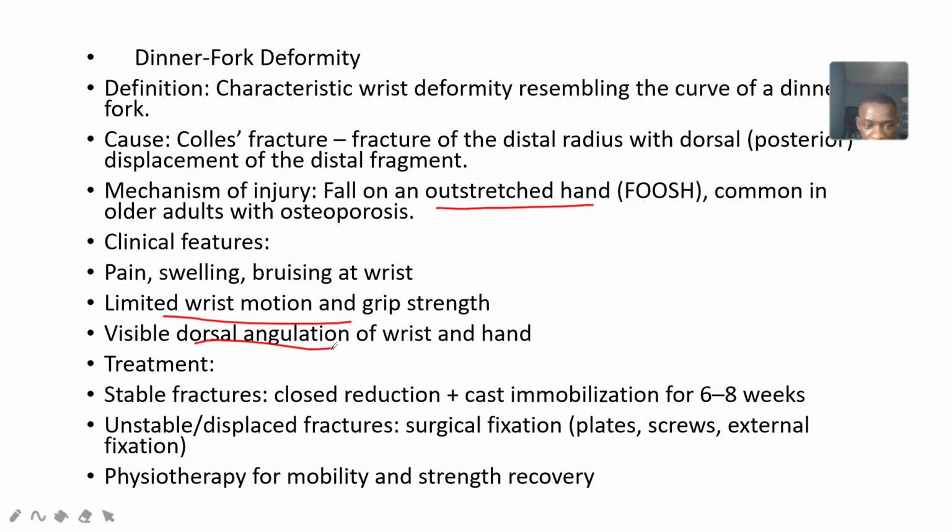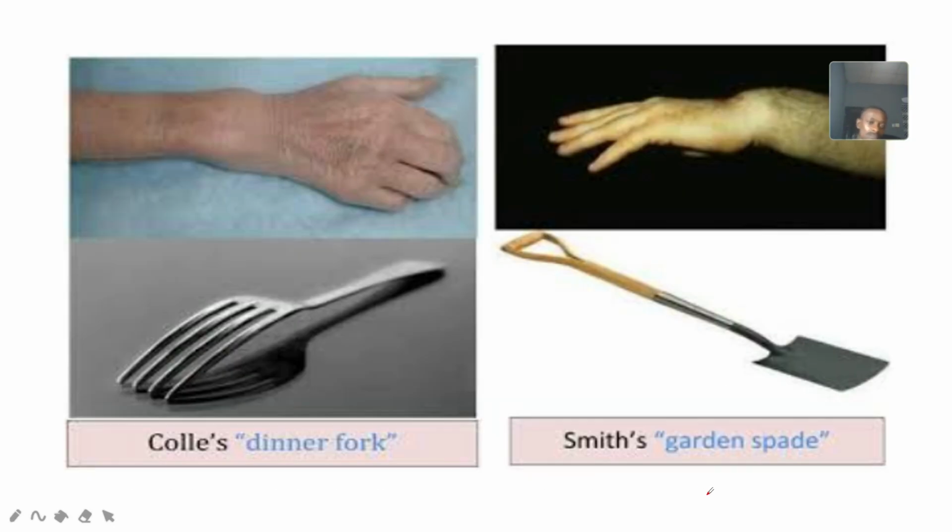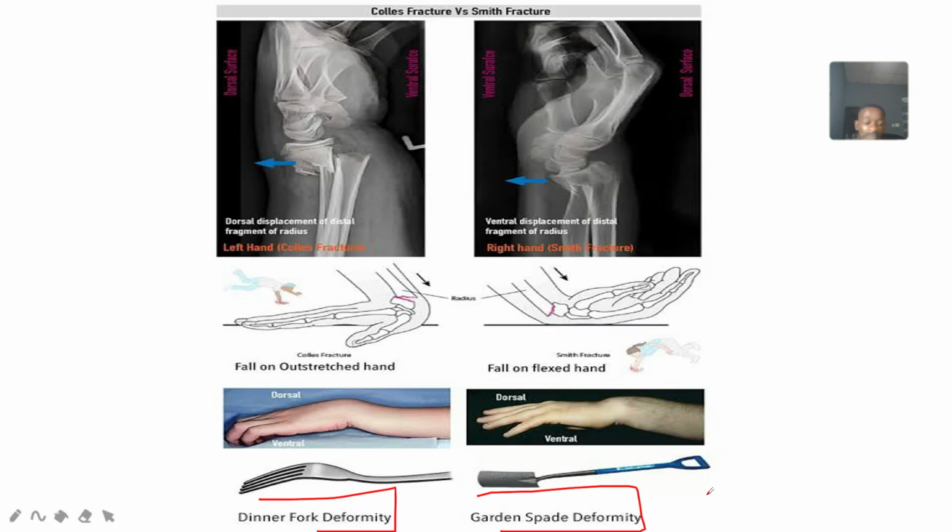Treatment for stable fractures is closed reduction and cast immobilization. For unstable fractures, surgical fixation using plates, screws, and external fixations. Alright, I see the difference.